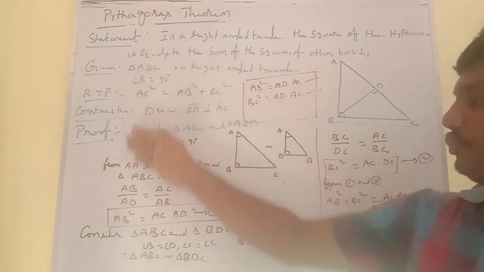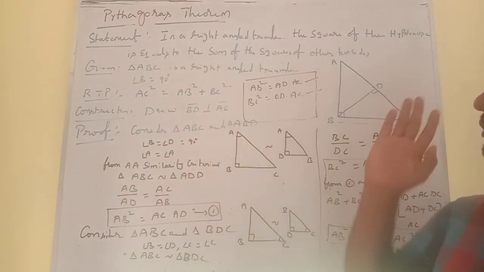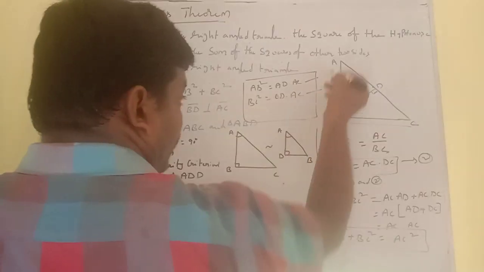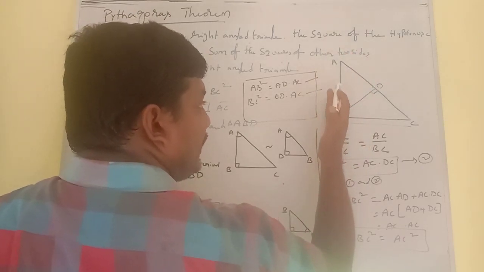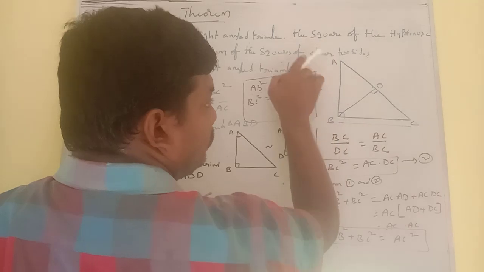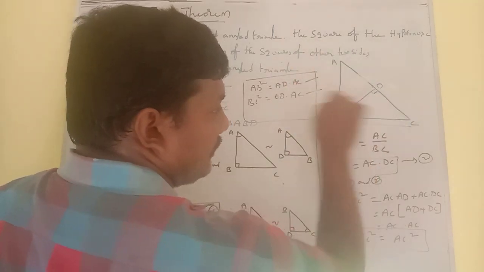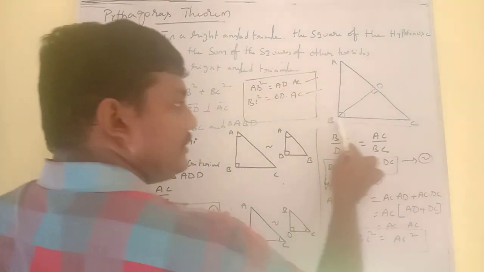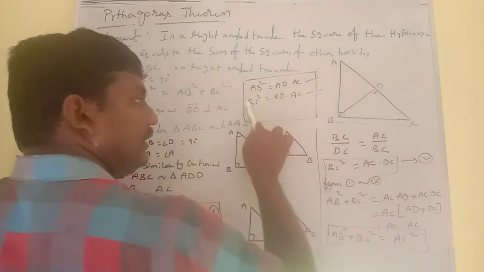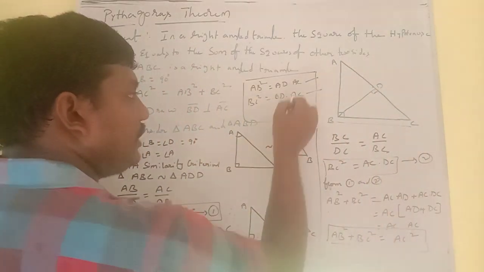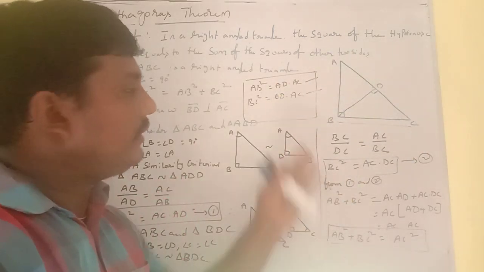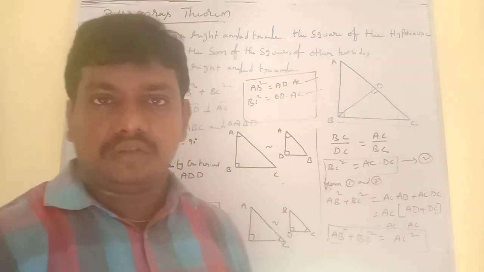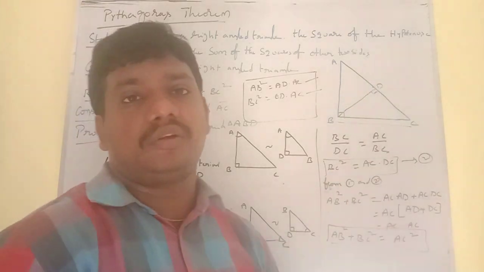Without proof, how to remember this logically: AB square, that means the opposite side containing AB square, equals from here AD into AC. Like that we have to remember. Then BC square equals CD into AC. If you add these two, AC is common, then AD plus CD is nothing but AC, so we can get the proof also. Now how to remember the equations also I am explaining now.